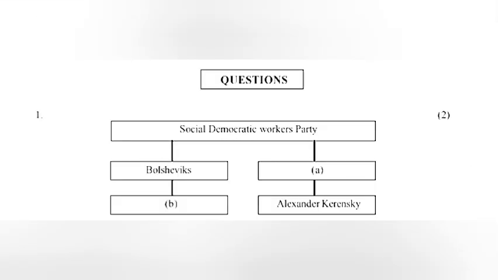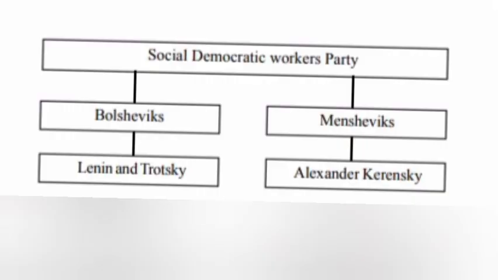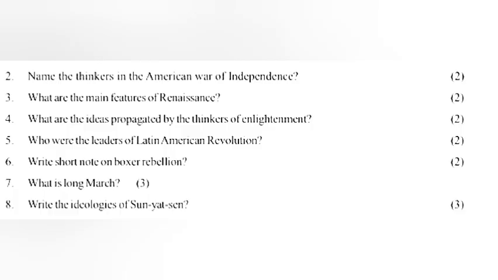Questions: 1. Social Democratic Workers' Party: A. Bolsheviks, B. Mensheviks. Kerensky was the leader of A. Lenin and Trotsky were leaders of B. Answer: A. 2. Name the thinkers in the American War of Independence. Answer: John Locke, Thomas Paine.